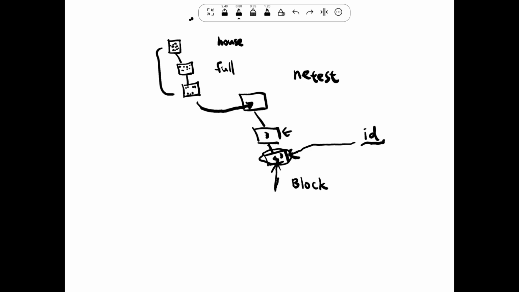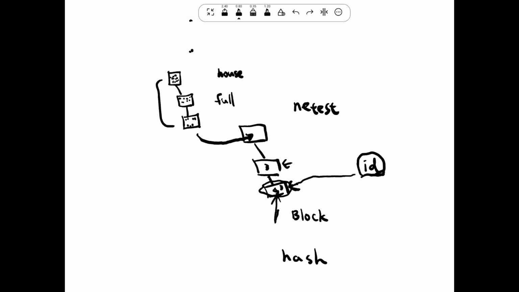But in the blockchain world, we don't call it an ID. We call it the hash. If you're interested, maybe I can make a video later. Okay, let's talk about the blockchain's applications.